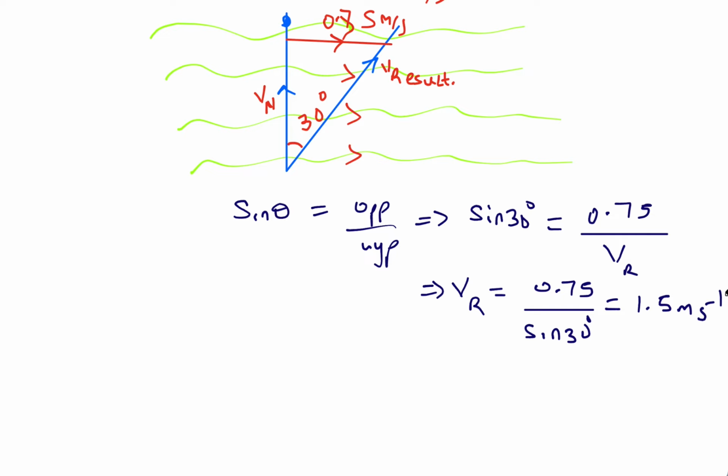So that implies that the resulting velocity of the boat, based on the effect of the stream on it, is going to be 1.5 meters per second.